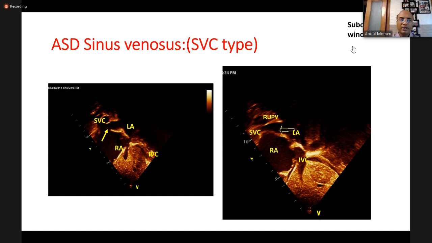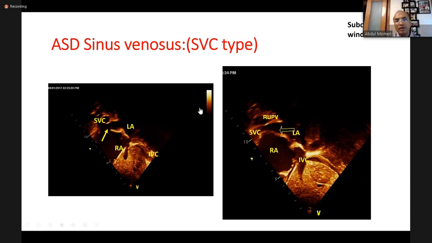So here is the pulmonary vein, normal pulmonary venous drainage. This is the left upper pulmonary vein here. This is the left lower pulmonary vein here. This is the right lower pulmonary vein here. So three veins are easily visible in transthoracic echo in the four-chamber view, apical four-chamber.